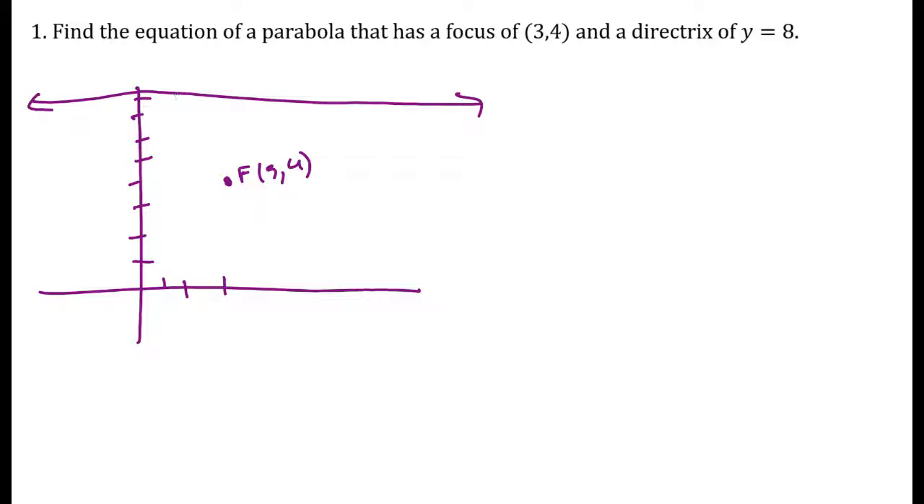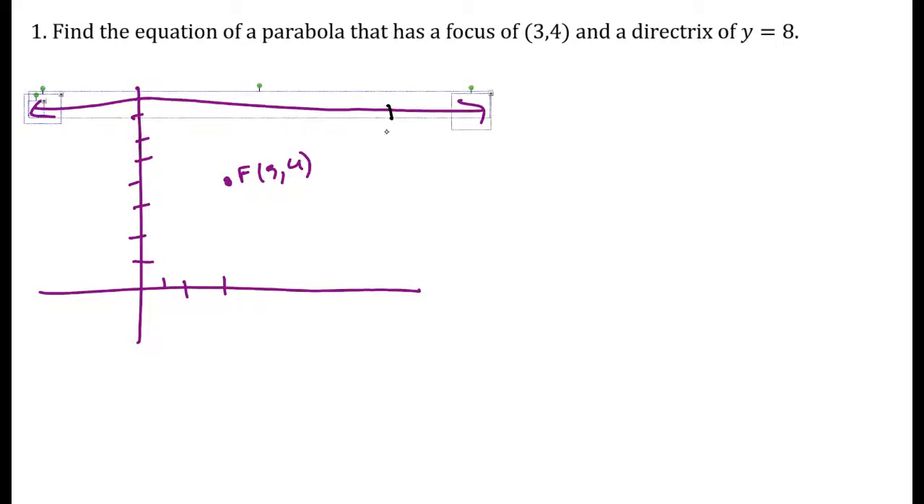Or close enough. Move that line down. So there's our directrix of y equals 8. A parabola is a set of points equidistant from the focus and the directrix. So this distance here, from the focus to y equals 8, is 4 units. Then the vertex is in the middle. So the vertex is at (3, 6).